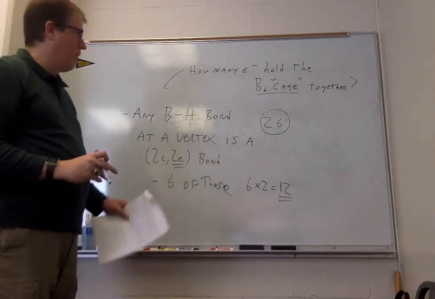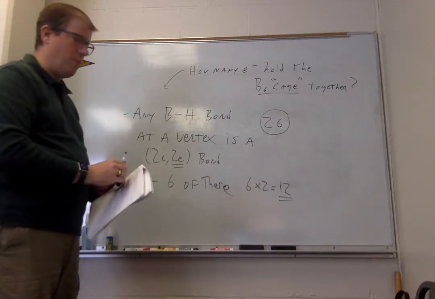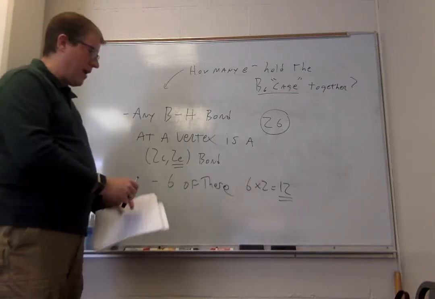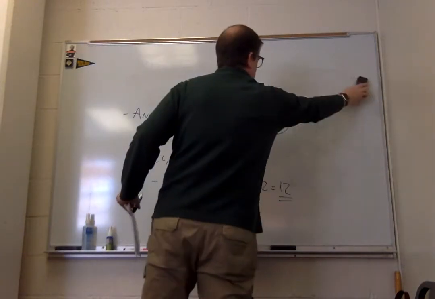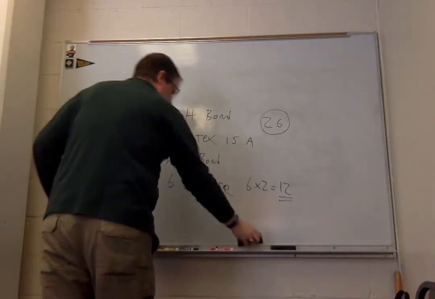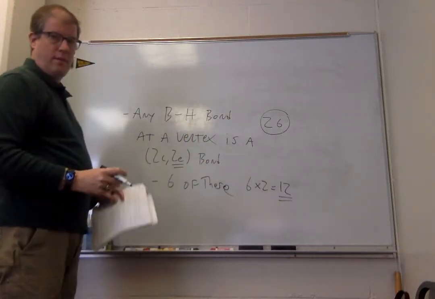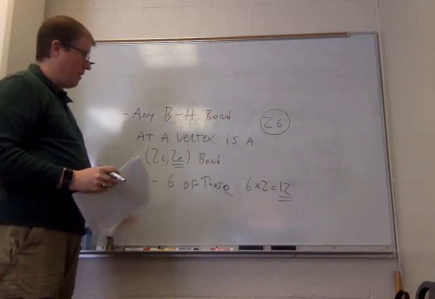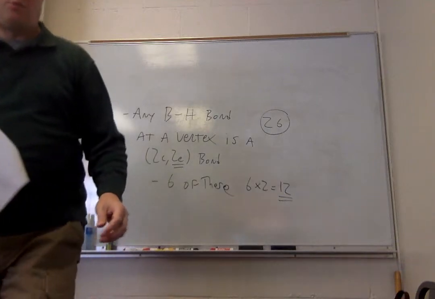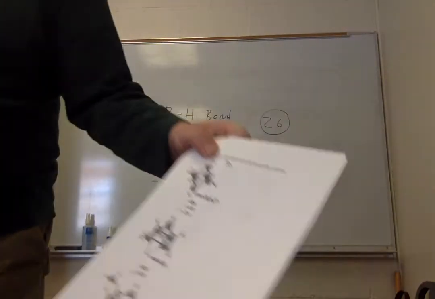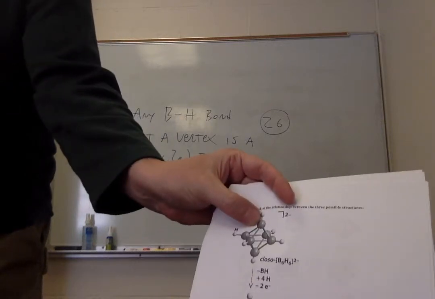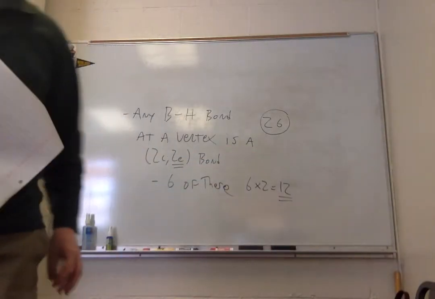So this is quite true. For bonding the hydrogens to our cage, we have 12 electrons involved. Okay? 6 boron-hydrogen bonds. Don't believe me? Look at the structure. There's 6 of them. Each one of these dashes here between the boron and the hydrogen represents 2 electrons.